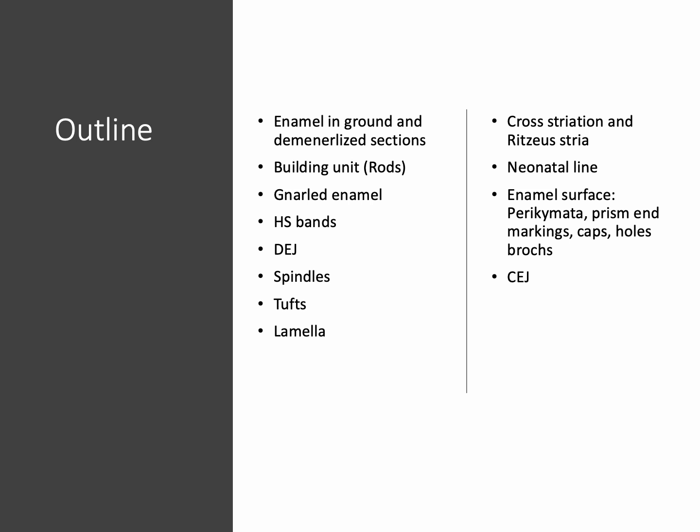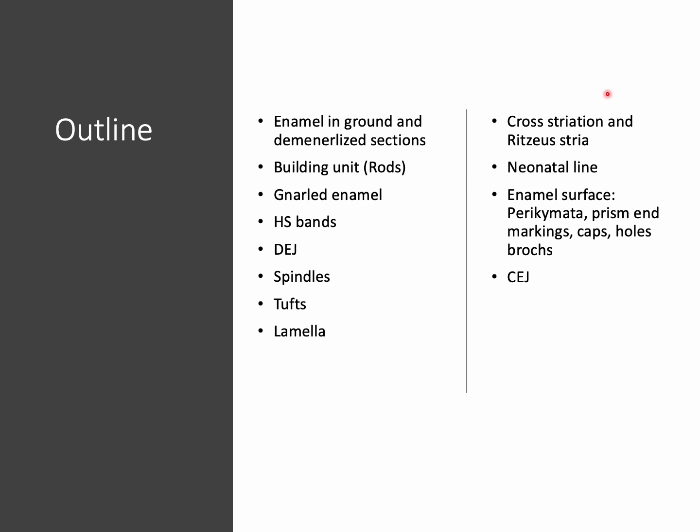These are the phenomena that we usually see under the microscope: the gnarled enamel, the Hunter-Schreger bands, dentino-enamel junction, spindles, tufts, lamellae. The gnarled enamel and the Hunter-Schreger bands are a result of the wavy course of the rods. The spindles, tufts, and lamellae are features that we can see on the dentino-enamel junction.